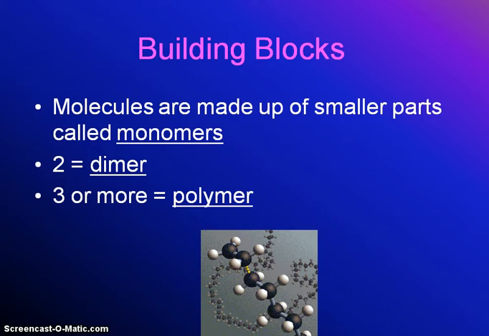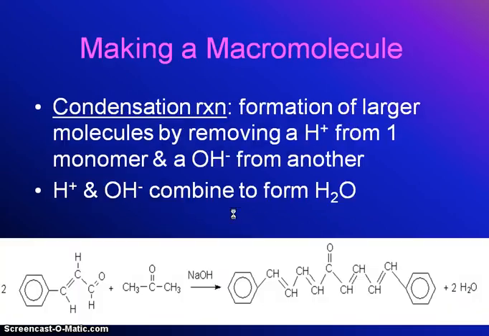Molecules are made up of smaller parts called monomers. When you have two monomers linked together, we call it a dimer. Okay, that prefix di meaning two. And anytime there's three or more, we call it a polymer. So these building blocks or monomers bonded together will give us these larger molecules. And that's all a polymer really is, a large molecule. Again, macromolecule is another term for large molecule or polymer.